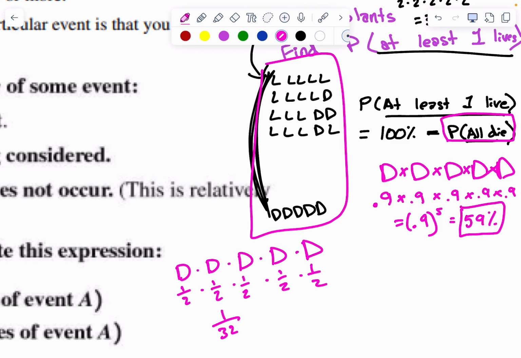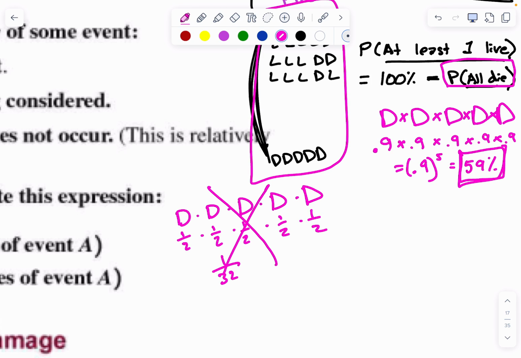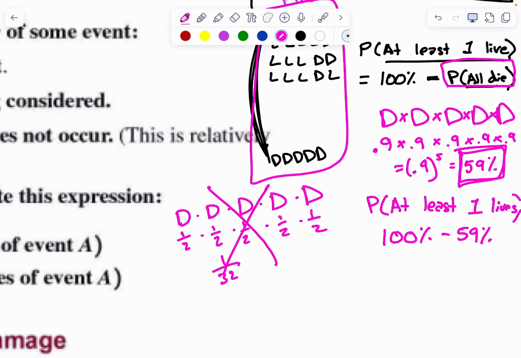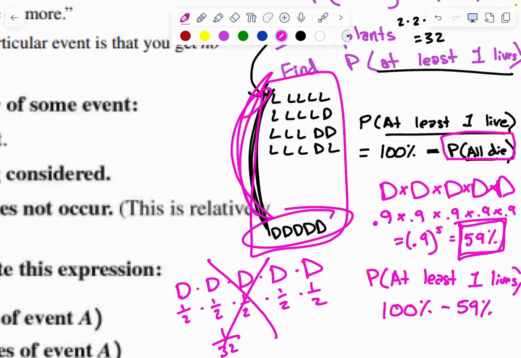Okay? But my chances of dying are not 1/2. Okay? We're not doing this procedure like we did over there. Okay? It's 0.9. So I'm taking 0.9 to the 5th power. So my chances that all of them die are 59%. What's the chances that at least one lives? Would you do 59 minus? No. 100% minus 59%. The chances that at least one lives. All of these combinations are at least one living. The only combinations where at least one doesn't live is if they all die. And the chances of them all dying is 59%. So I have a 41% chance that at least one of them will live.